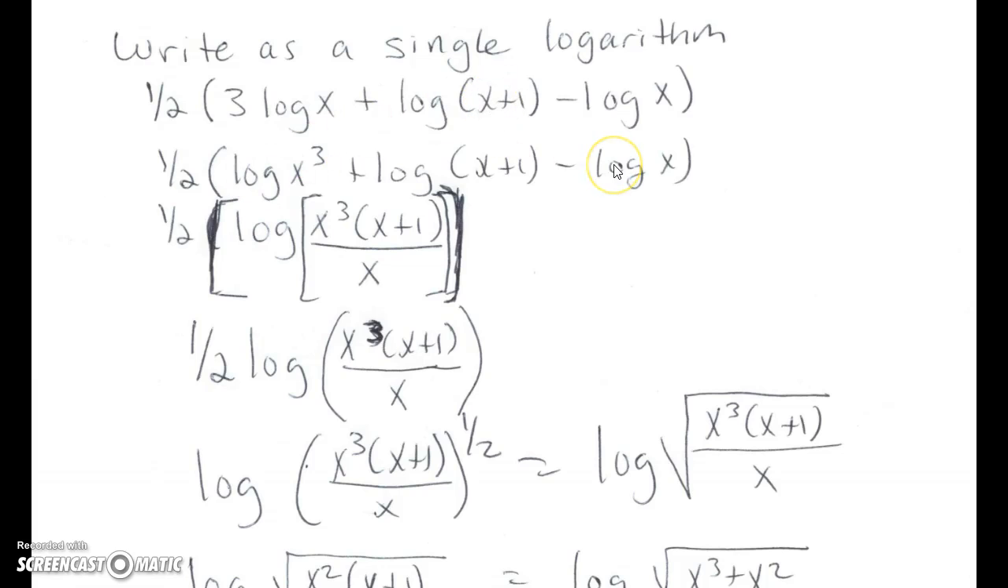Work within the parentheses first. All right, notice what I do. I'm going to put this 3 back up here in exponent form. So you've got log x cubed plus log of x plus 1 minus log of x. I kind of put brackets around all this.